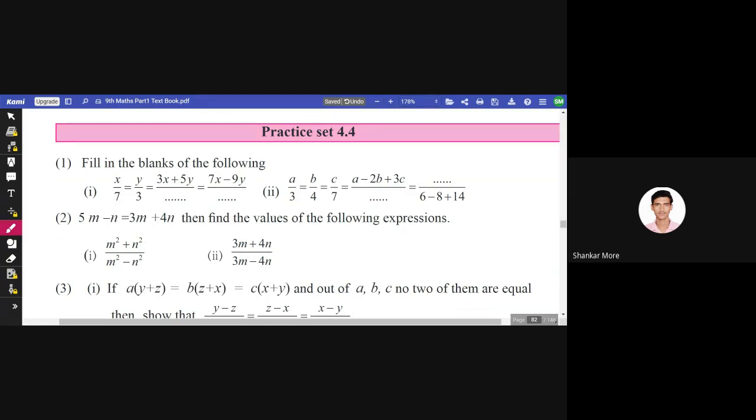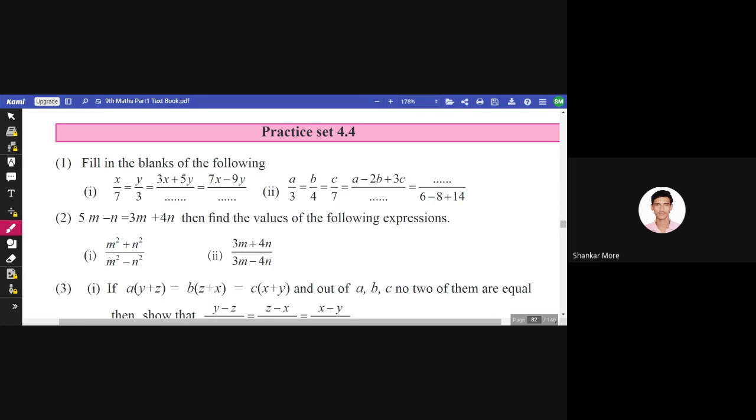Fill in the blanks of the following. X by 7 is equals to y by 3 is equals to 5x plus 3y divided by what should be in the denominator. Quick answers, all of you. 36.